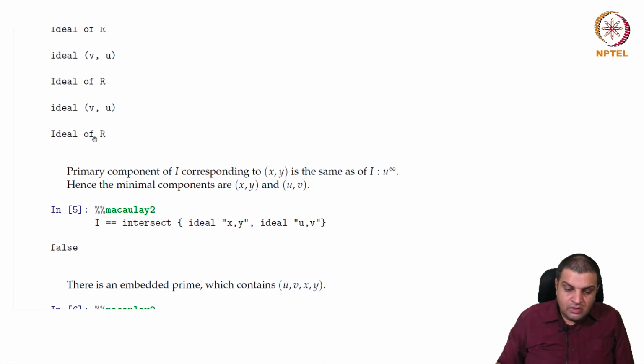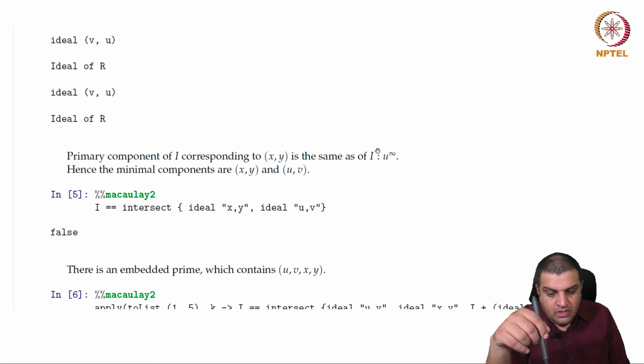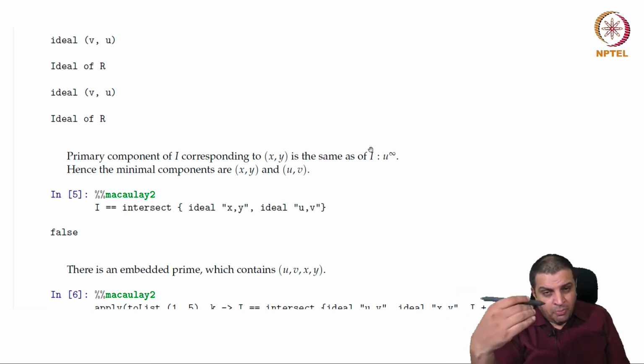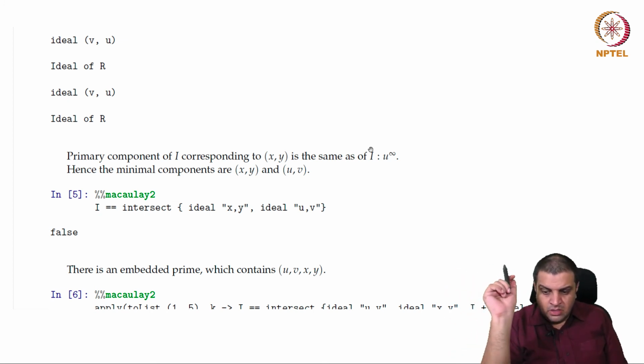So now, with the stuff that we have studied, the primary component of I corresponding to (x, y) is the same as that of I colon u saturation. Therefore, the primary components corresponding to the minimal primes are (x, y) and (u, v). This part requires you to do some exercise which says that not just the associated primes, but the primary components themselves are preserved. The same relation would be there when you do saturation. After that exercise, this will be clear.